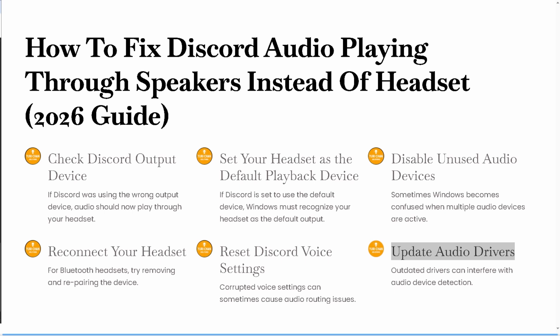If Discord audio is playing through your speakers instead of your headset, the issue is usually related to the selected output device, Windows sound settings, or headset detection. By checking Discord's output device, setting your headset as the default playback device, disabling unused audio devices, and updating your audio drivers, you should be able to fix the problem quickly. If one method doesn't work, continue through the remaining solutions until Discord starts routing audio correctly through your headset.